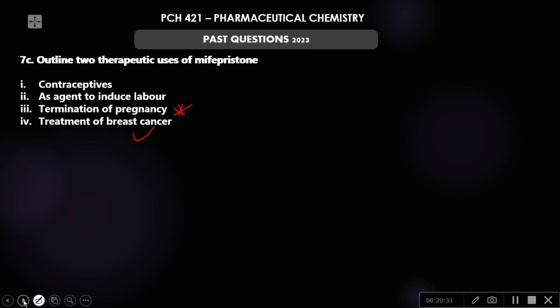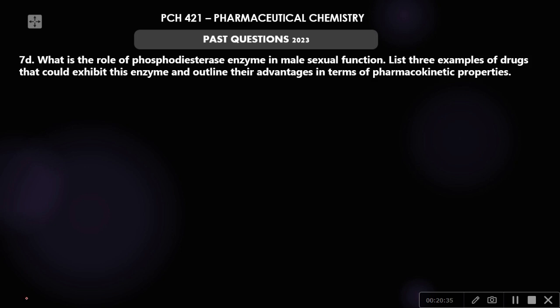Alright? Now next. What is the role of phosphodiesterase enzyme in male sexual function? Now, there is nitric oxide. Nitric oxide relaxes the peripheral muscles, like those of the blood vessels, the endothelial muscles, so that blood can flow. When the penis is stimulated, it must be stimulated first, there will be erection. What happens is that stimulation of the penis leads to the release of nitric oxide. Are you getting it now?